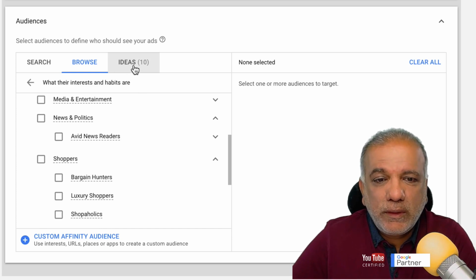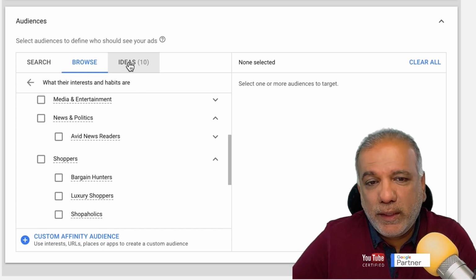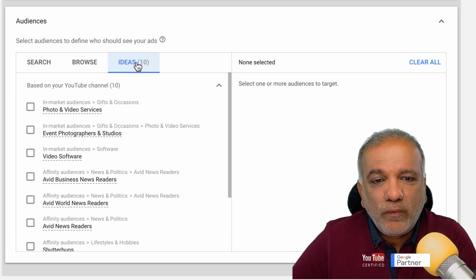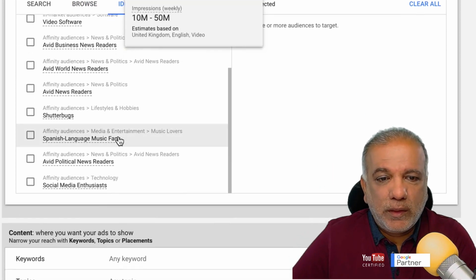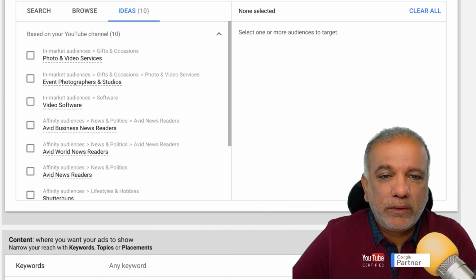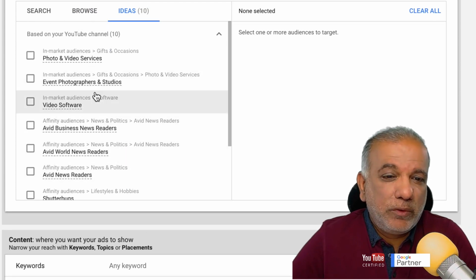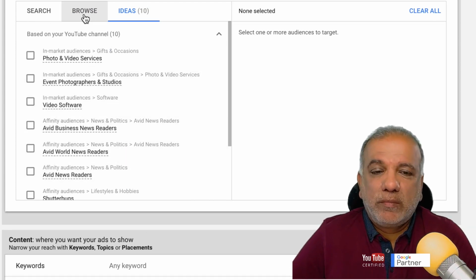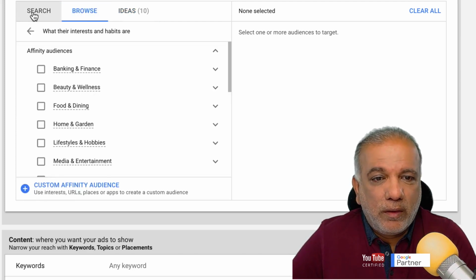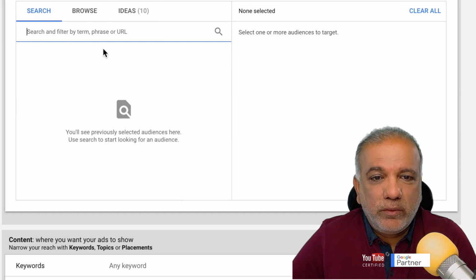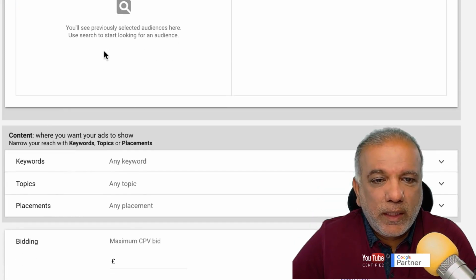Then you will also see a tab for the ideas, and Google is going to give you some recommendations as to what you should be targeting. So you can look in here as well. Sometimes you do find some good audiences and some better targeting. So that's all you need to do under the audiences tab.